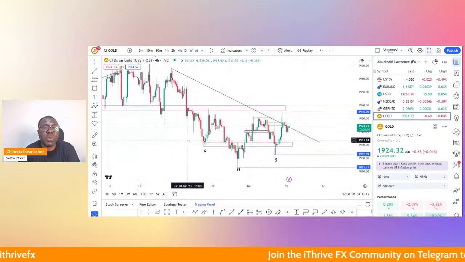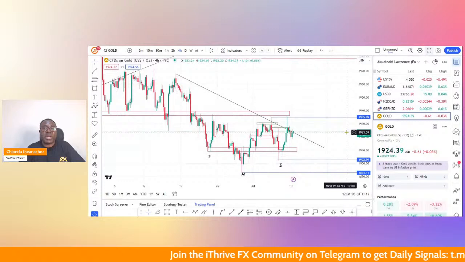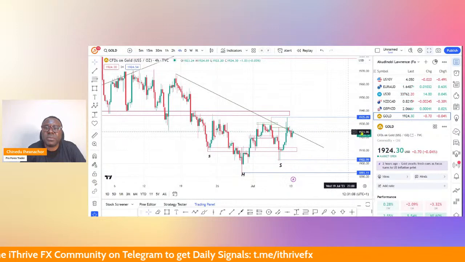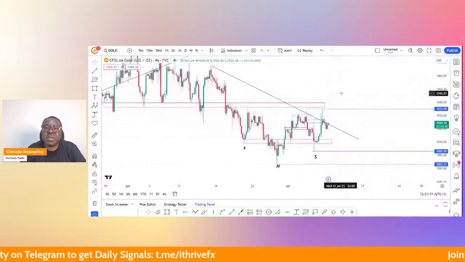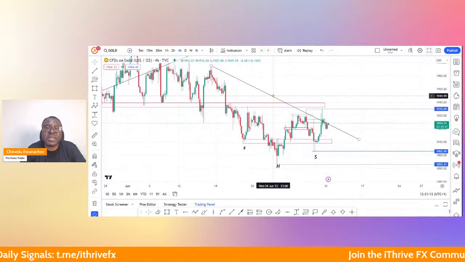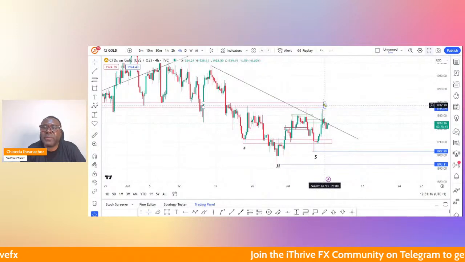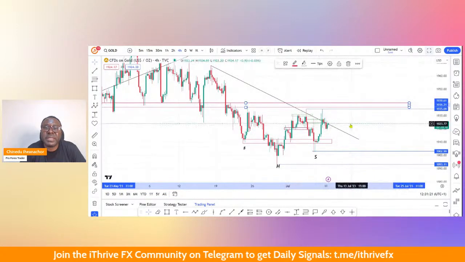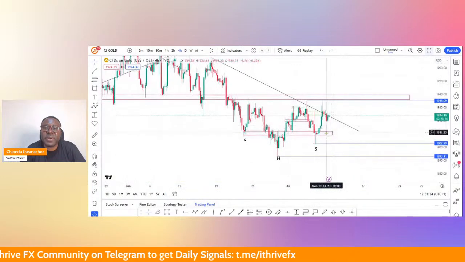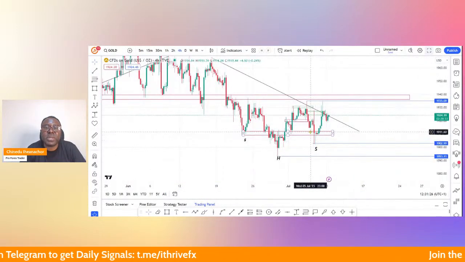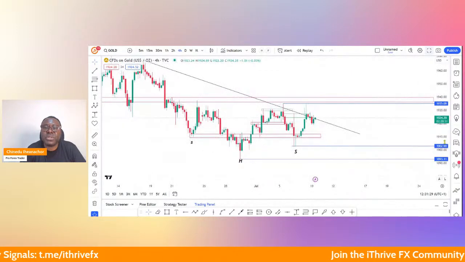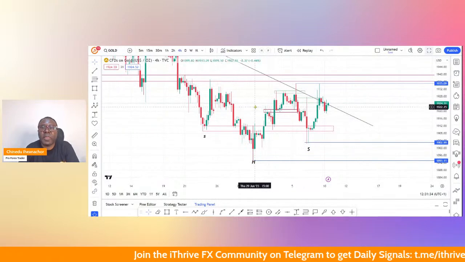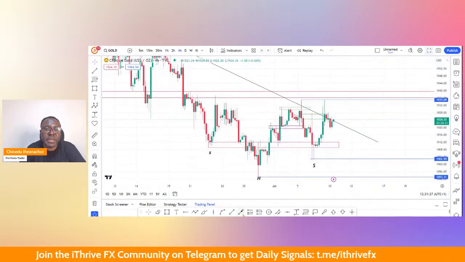Price making that move on the gold. So what I'm saying, gold might go back to retest this level. Yes, gold might go back to retest this level here. So we have 1937 to watch again. This is a very strong rejection. You can see this week here, very strong rejection on this left shoulder.